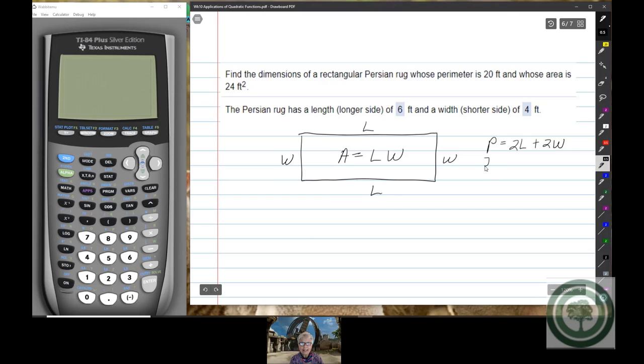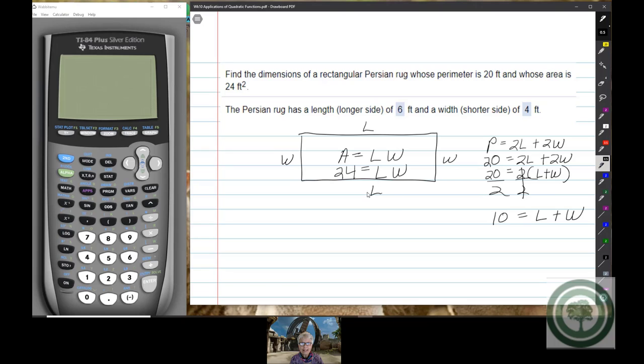So if we use 20 for the perimeter, and then there's a GCF, so factor it out. Divide by 2, divide by 2. You'll have 10 equals L plus W. Now, meanwhile, the area is 24 square feet, so 24 equals L times W. What we need to do is use one of these equations, these formulas, to solve for one of the variables and then put that into the other.